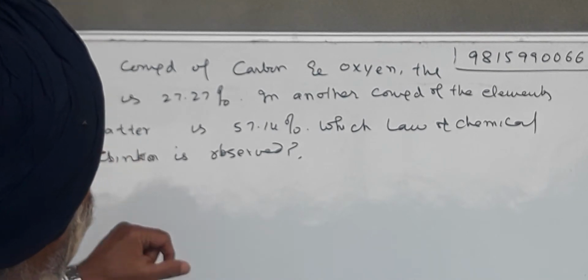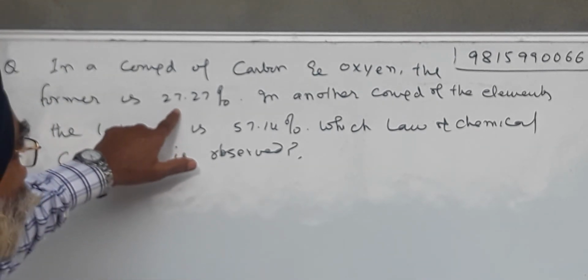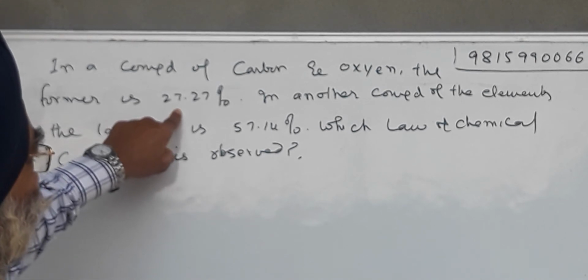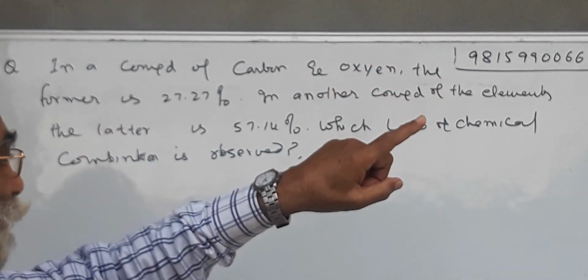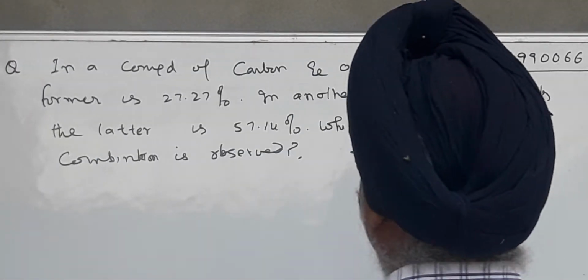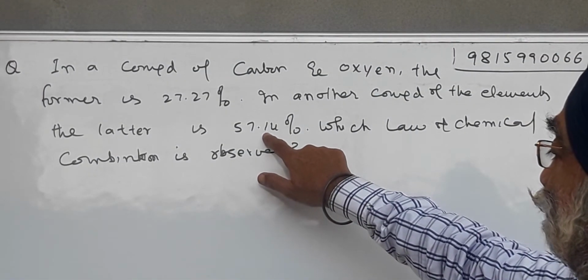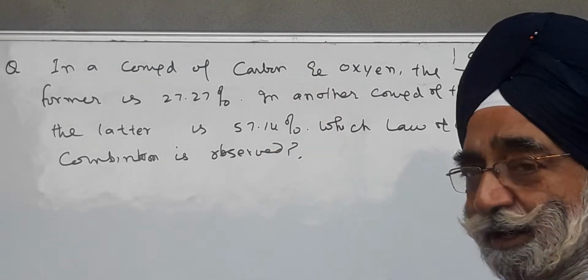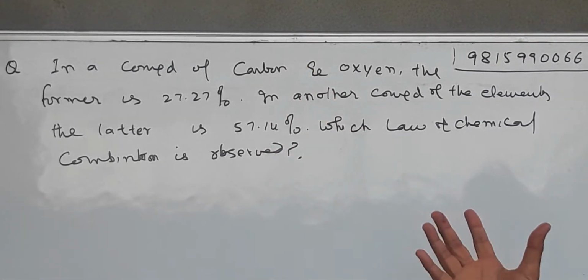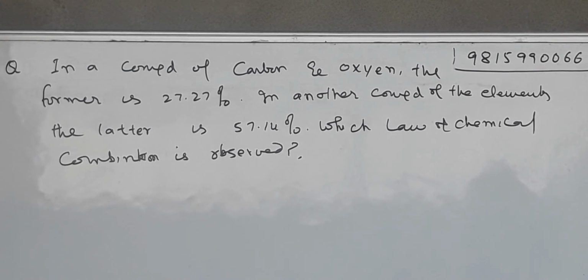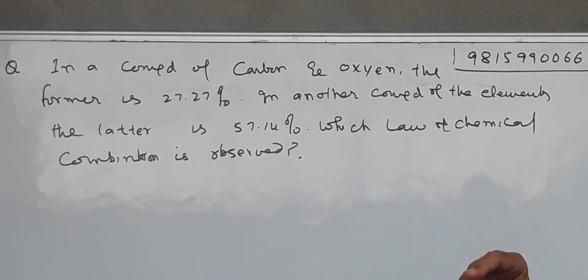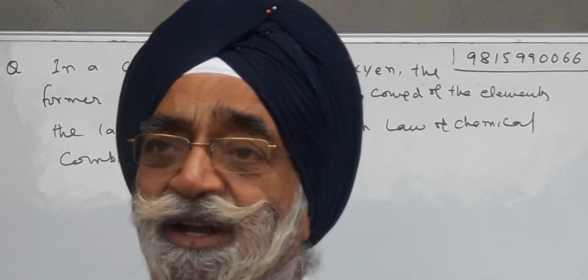Same way, carbon is this, subtract from 100, that will be oxygen. Oxygen is this, in the second, subtract from 100 and it will be carbon. So, from these two values of carbon and oxygen, we shall mathematically prove that it illustrates the law of multiple proportions.